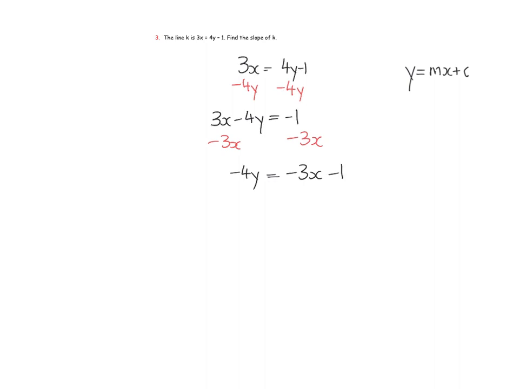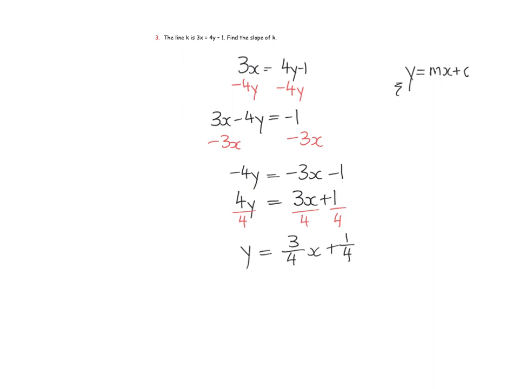Next we can see that y has to be positive, so there's no number in front of there, so first of all it has to be positive, so we can change all the signs to make y positive. So we get 4y is equal to 3x plus 1. We also just need there to be no number in front of y, so we can divide both sides by 4. So we'll get y is equal to 3 over 4x plus 1 over 4.